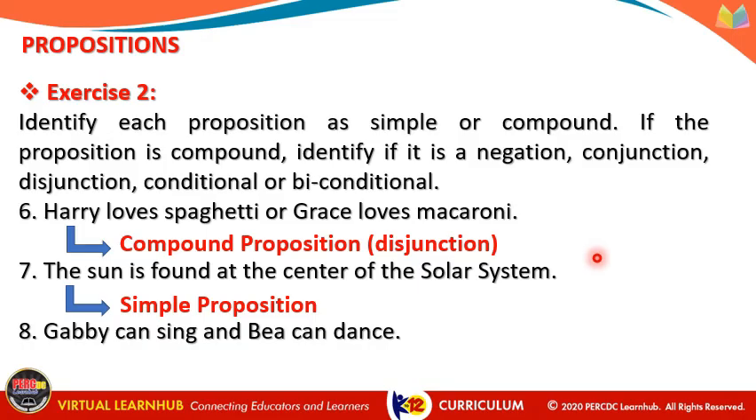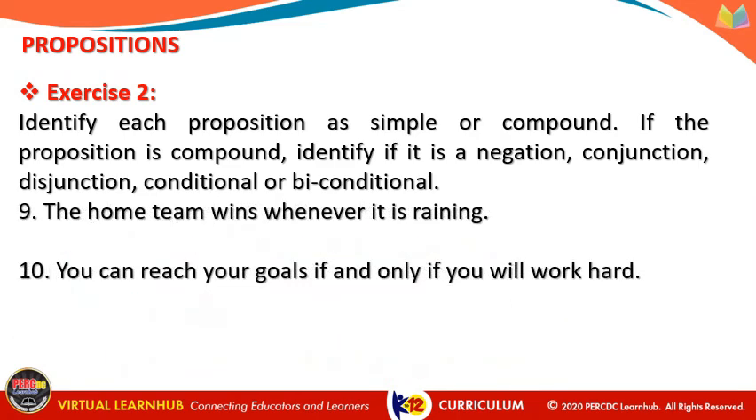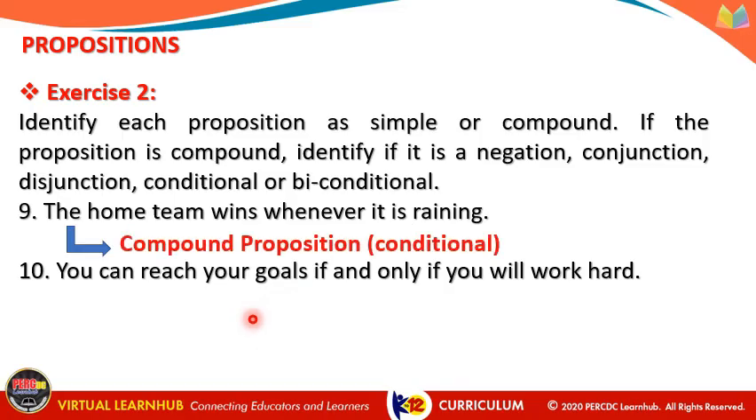Number 8, Gabby can sing and Bea can dance. So you have two propositions. One is Gabby can sing, the other is Bea can dance. They are connected by the word and, therefore, you have a compound proposition, specifically a conjunction. Number 9, the home team wins whenever it is raining. So again, you have here two propositions. The home team wins, and the second one is it is raining. They are connected by the word whenever. So this is a compound proposition, specifically a conditional proposition.